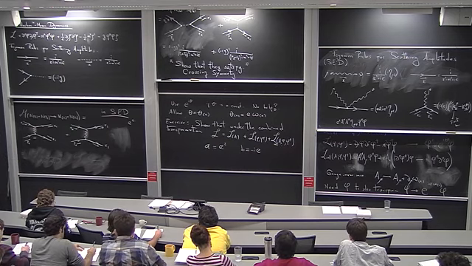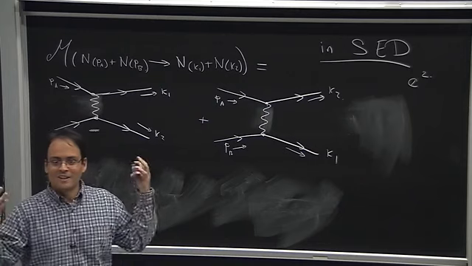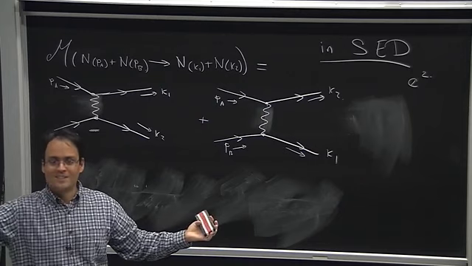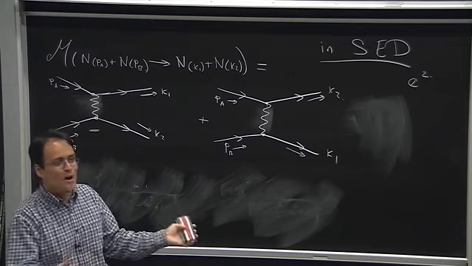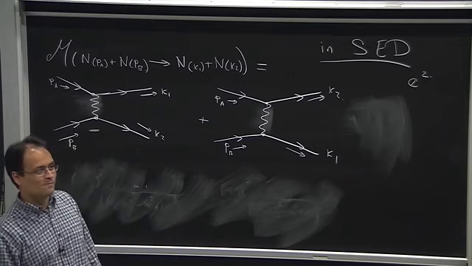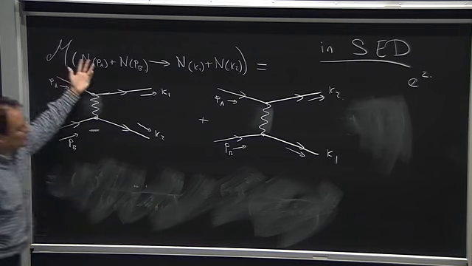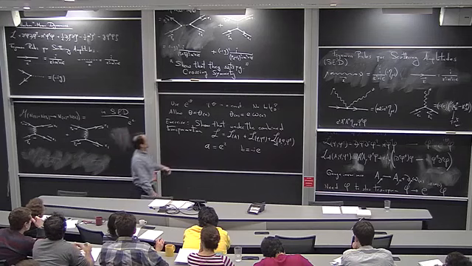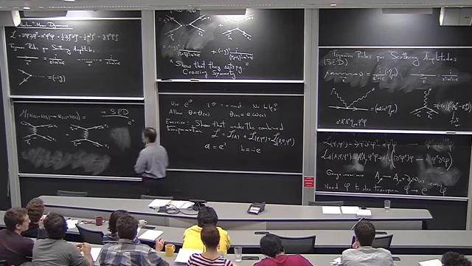But why did I say that we were not done with this theory yet? Because we would also like to be able to have photons as external states. And we have no clue how to do that. We're in deep trouble. So how do we put photons as external states here? That's what we're going to try to figure out.